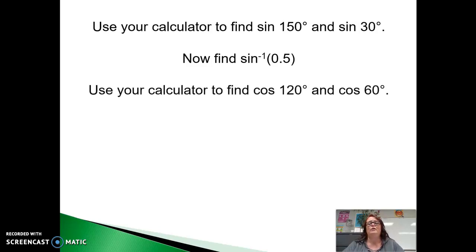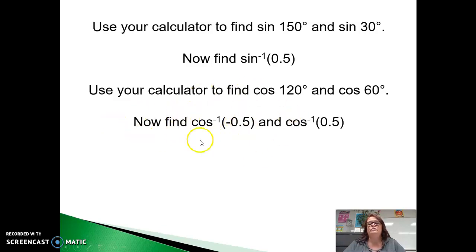Now, if we try cosine, do the cosine of 120 in your calculator and the cosine of 60 in your calculator, and write down what you get. Hopefully you see that cosine of 120 is negative 0.5, and cosine of 60 is positive 0.5. Now we want to do the inverse cosine of each of those values. Figure out the inverse cosine of negative 0.5, and then the inverse cosine of positive 0.5. Pause the video if you need to.